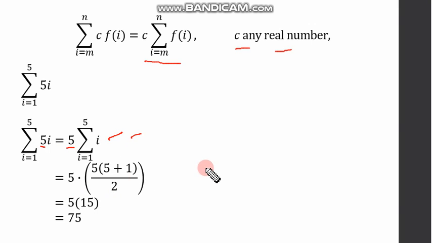Okay, so this form is familiar because it is our first property. We will apply the first property where n is equal to 5. So 5 times 5 times 5 plus 1, that's 6, times 5, that's 30, divided by 2, that's 15. So 5 times 15 is equal to 75. That's for the second property.